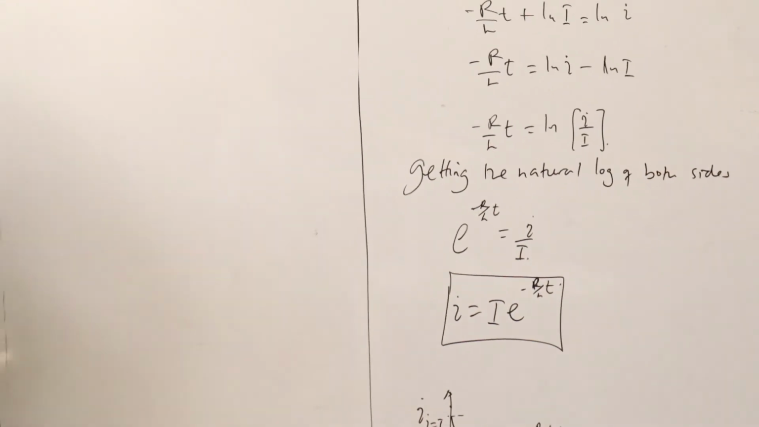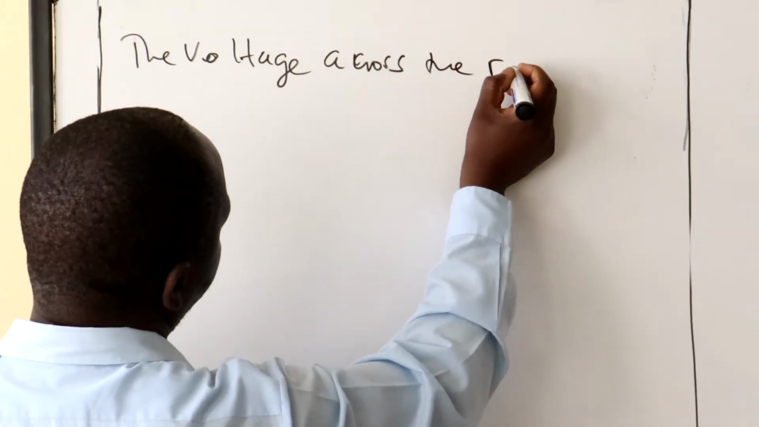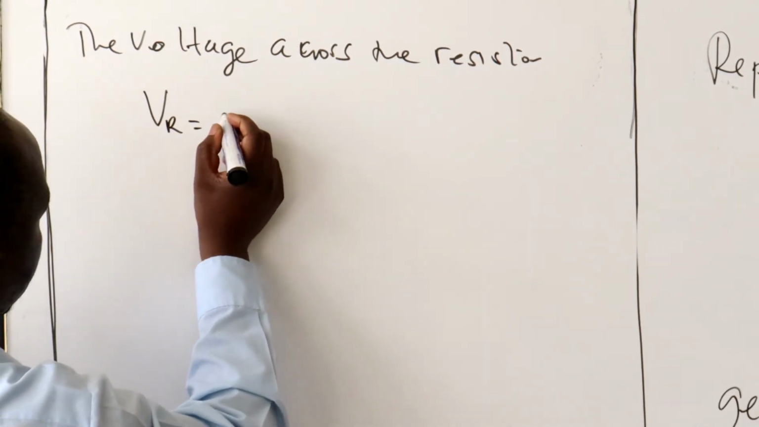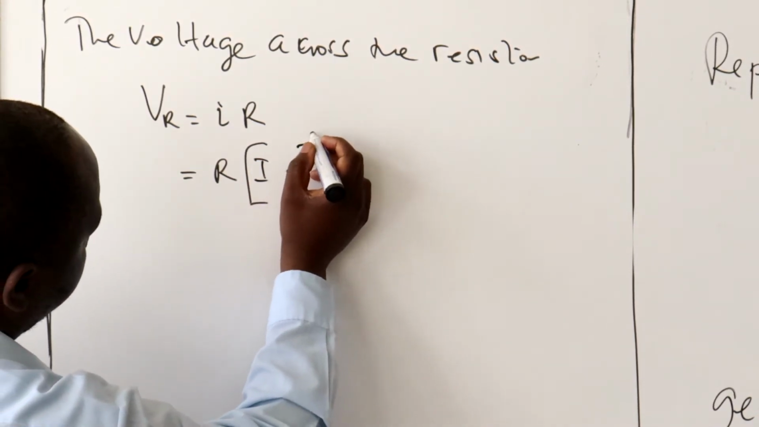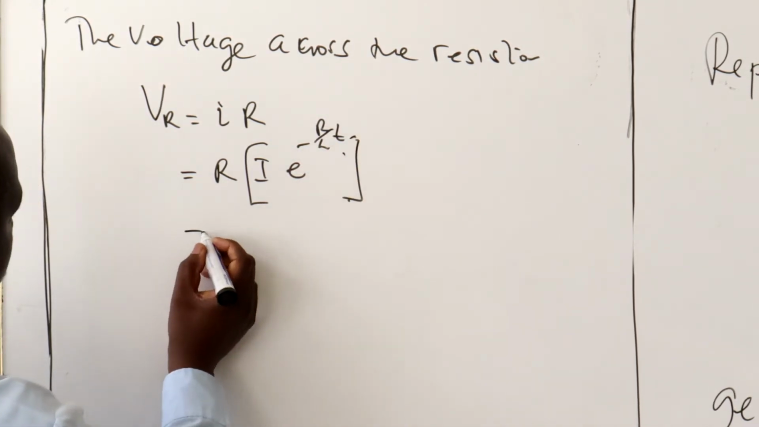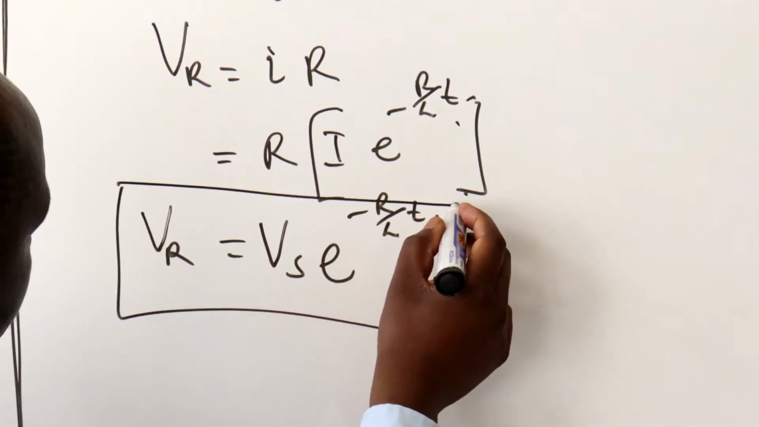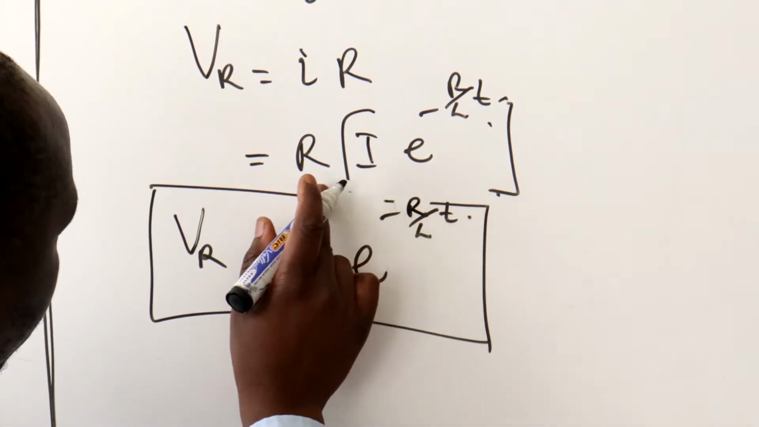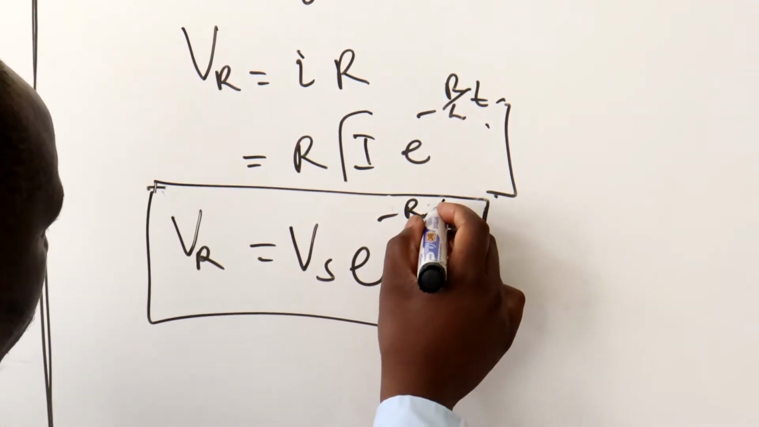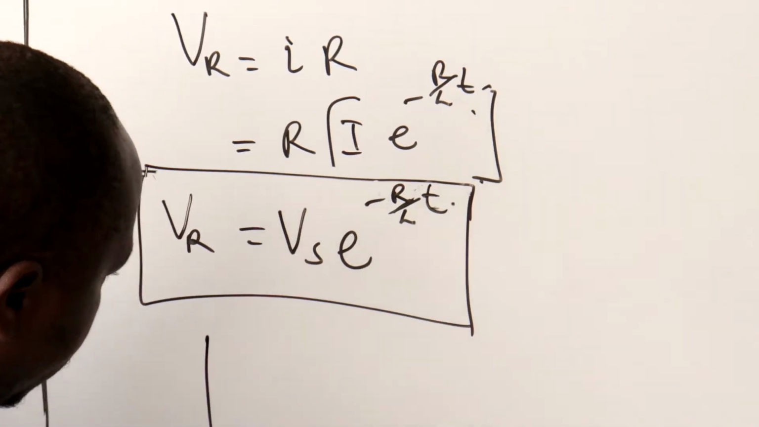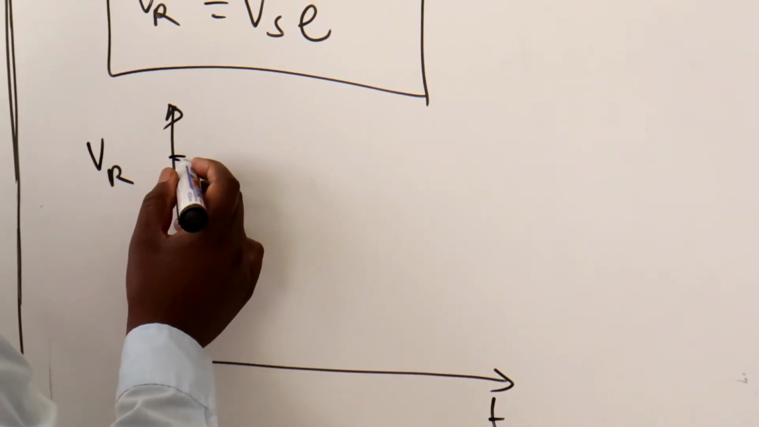The voltage across the resistor, VR, is supposed to be I of R, which is R into I, which is I e to the minus R over L t. That means that VR is supposed to be Vs e to the minus R over L t. So we sketch that graph. This is VR. When t goes to 0, then we have this as Vs. I shall have this.